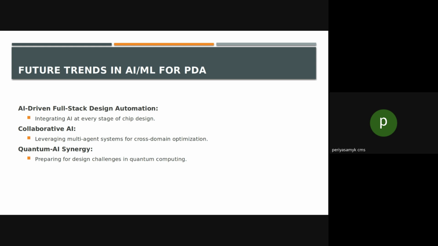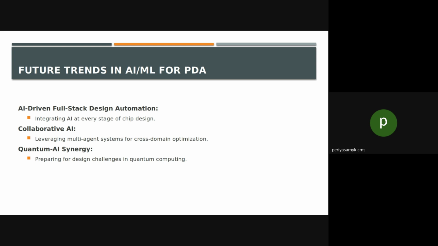AI can analyze the design specification and automatically select the most suitable architecture and design methodology at every step. This reduces human intervention, minimizes errors, and speeds up design cycles, ultimately allowing for the creation of better designs. Next, collaborative AI.